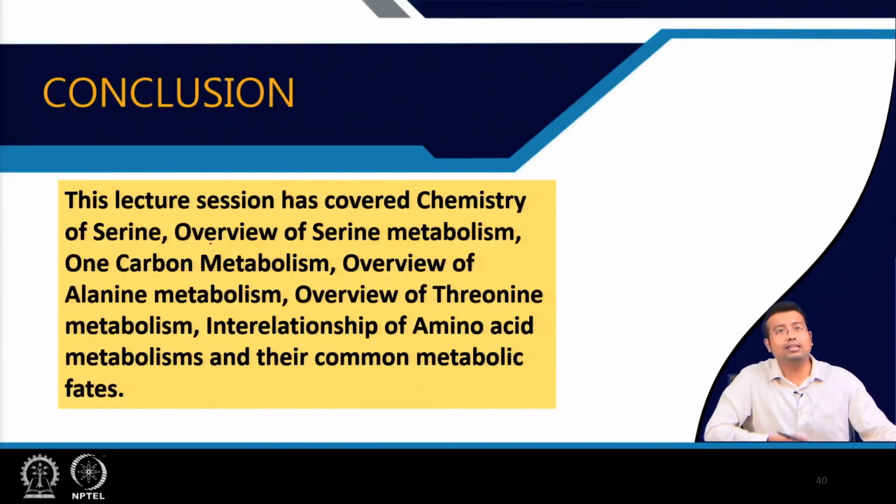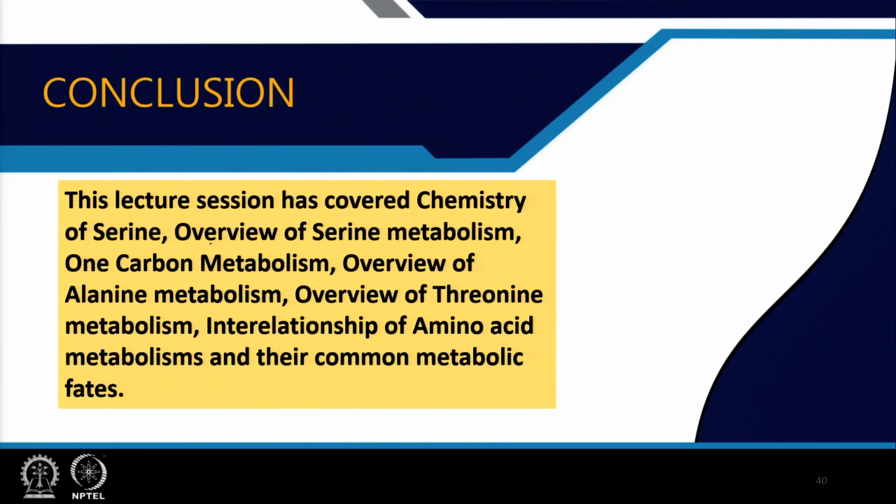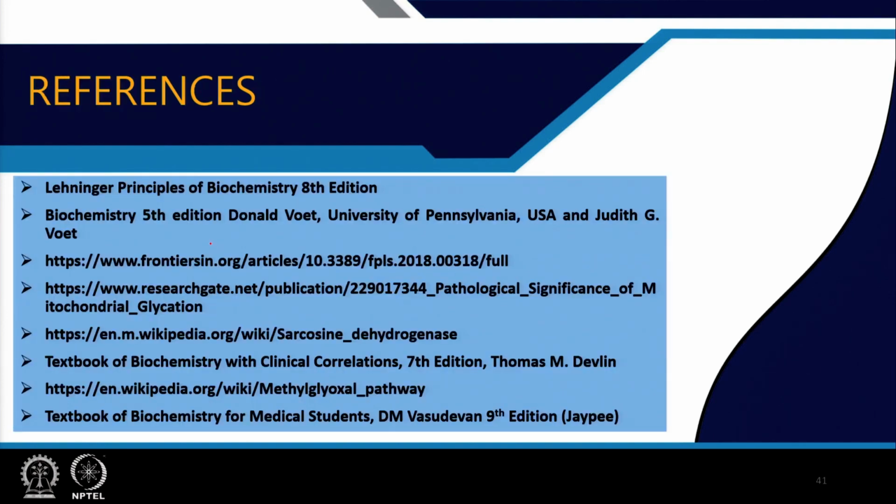So, to conclude, the lecture has covered the chemistry of serine, the overview of serine metabolism, how it plays a role in one carbon metabolism. We have also discussed the overview of alanine and threonine metabolism, how all the amino acids are related via integrated reactions and what is their common metabolic fate, either glucogenic or ketogenic.